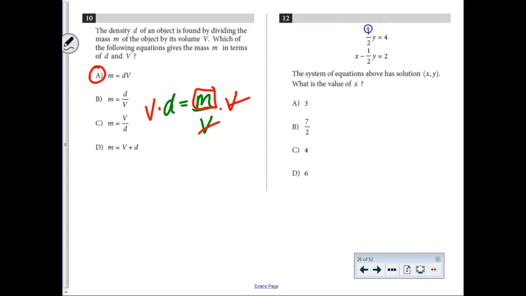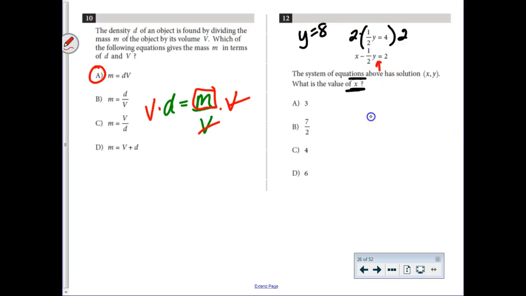So this is a good option for substitution. So they want to know the value of x. Make sure that when you're done with this question, you're finding x. Let's go ahead and rearrange this so it just says y equals. So I'm going to multiply by 2 over here as well. So that means y equals 8. Oh man, this is an easy question. Just got to throw that into here now.